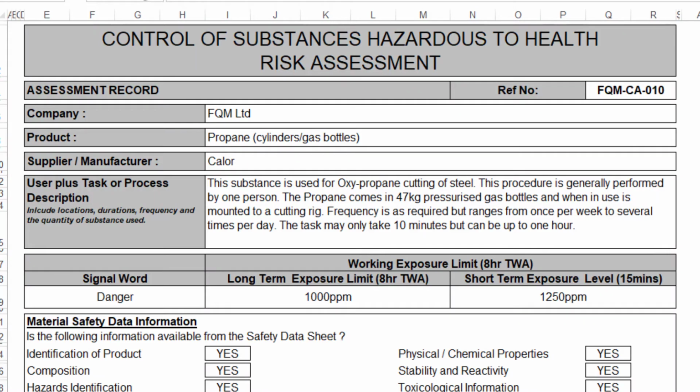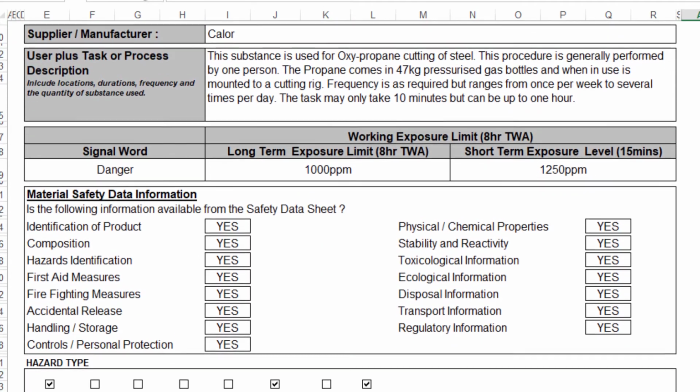So here we have a control of substances hazardous to health assessment form. We can see here that we have a reference number associated to it. We've identified the company, the product, the supplier, plus we've described the process and how we will use the substance within our workplace. We have also identified here some information associated to the signal word that came from the safety data sheet and information associated to the working exposure limits.